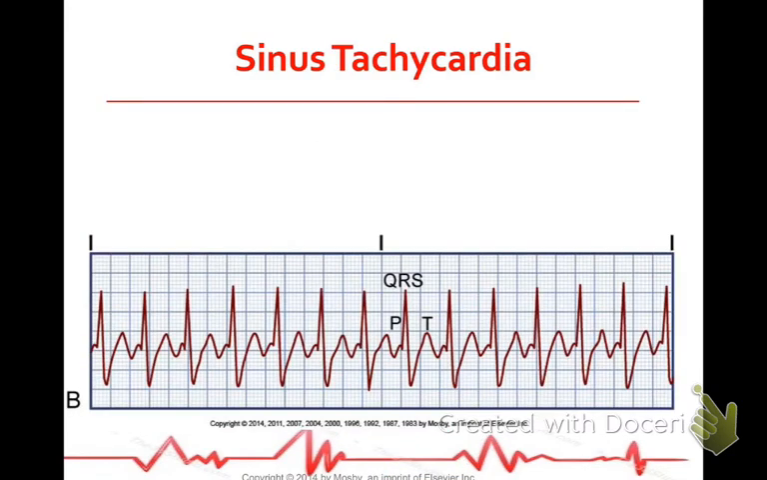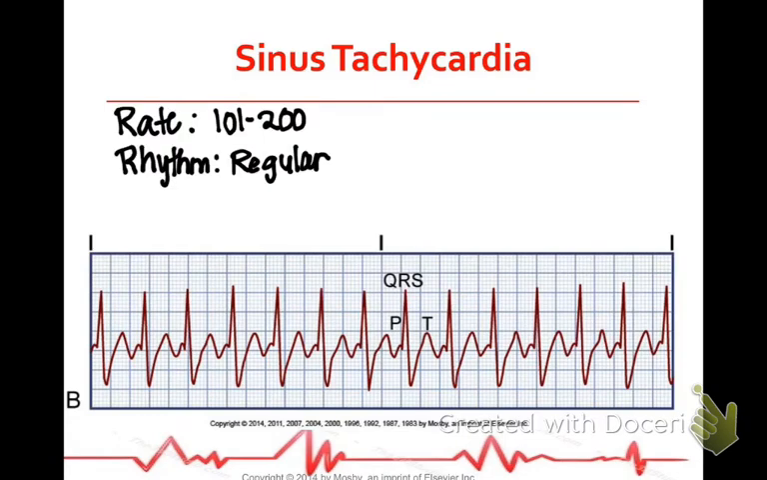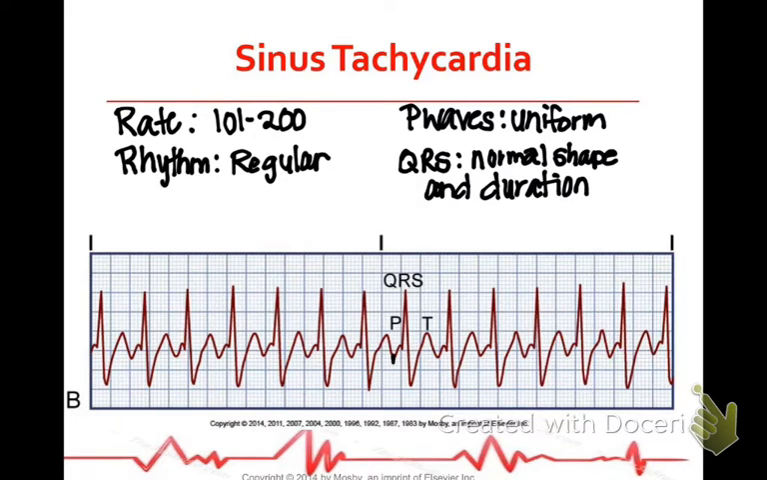So sinus tachycardia, you've got a rate of 101 to 200. Your rhythm is regular. P waves are uniform. You've got a normal shape and duration of your QRS. See how nice and thin it is? It's a skinny QRS. It's not wide. It's a normal shape and duration.